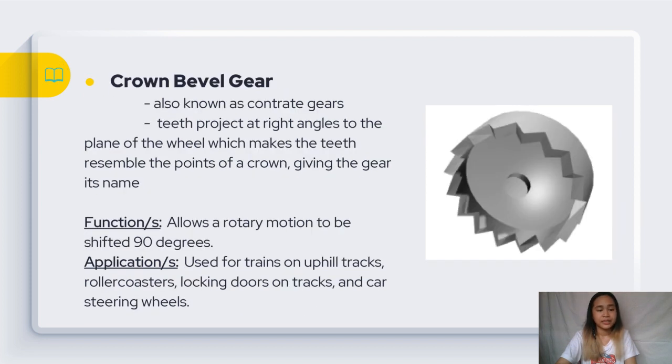Crown bevel gear is a type of bevel gear also known as contrate gears. These project at right angles to the plane of the wheel, which makes the teeth resemble the points of a crown, giving the gear its name. Function: allows a rotary motion to be shifted 90 degrees. Applications: used for trains on uphill tracks, roller coasters, locking doors on tracks, and car steering wheels.